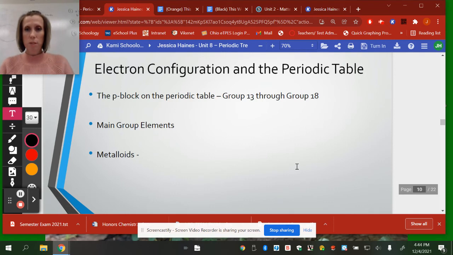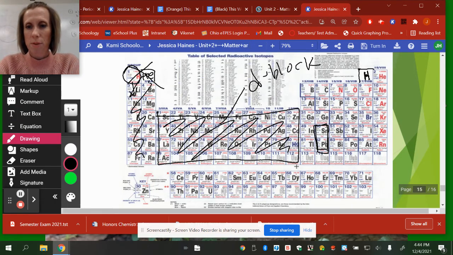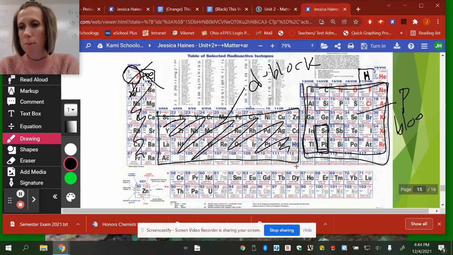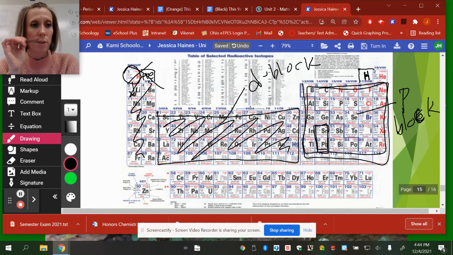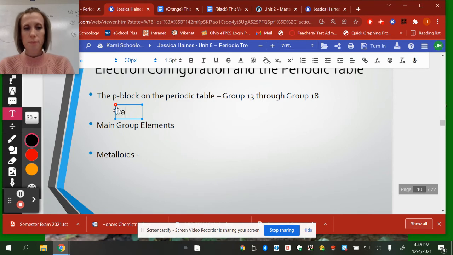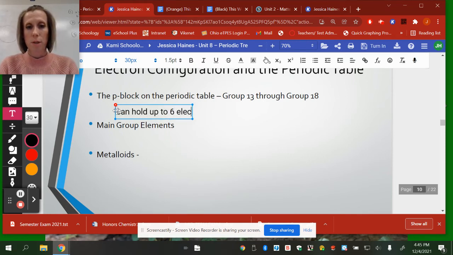Okay, then there's the P block. The P block, of course, is this section on the periodic table. This is a super unique and probably the most diverse family section on the periodic table. Remember, it corresponds with the p orbital. There are 3 dumbbells in the p orbital having 2 electrons each in them, so the p orbital can hold up to 6 electrons.